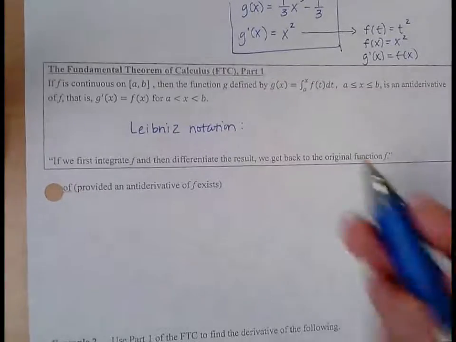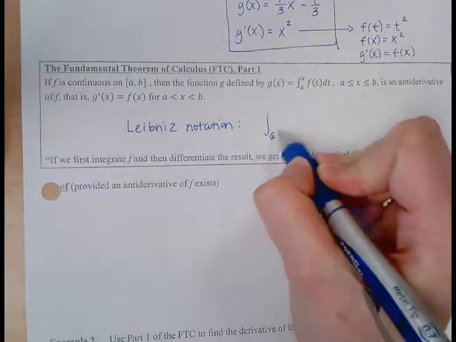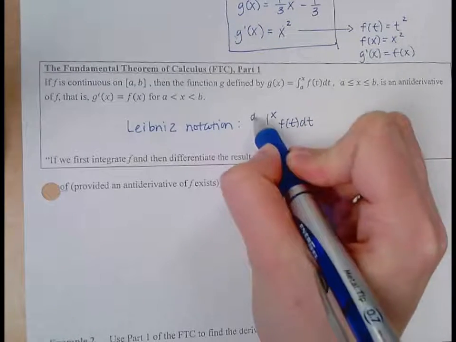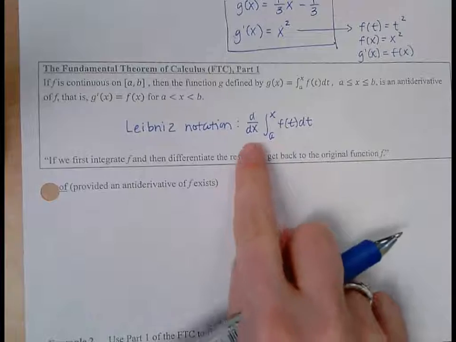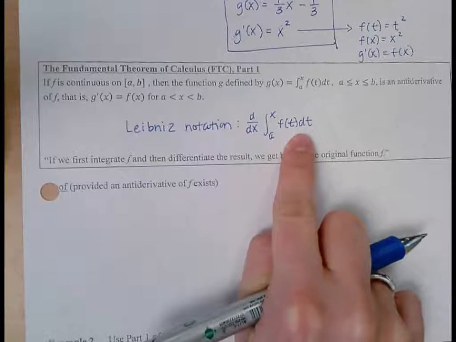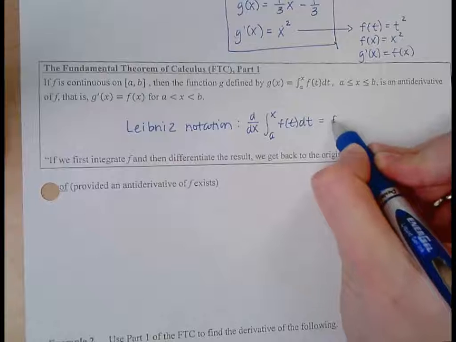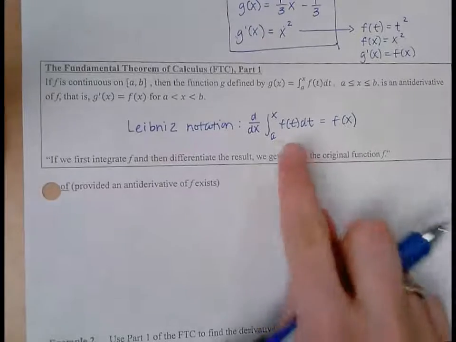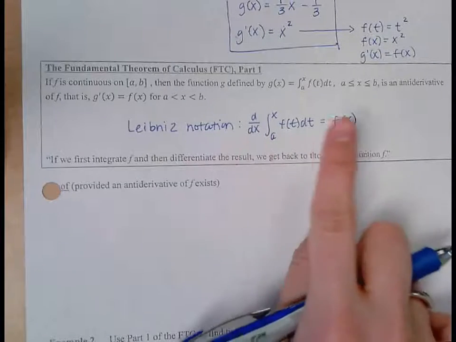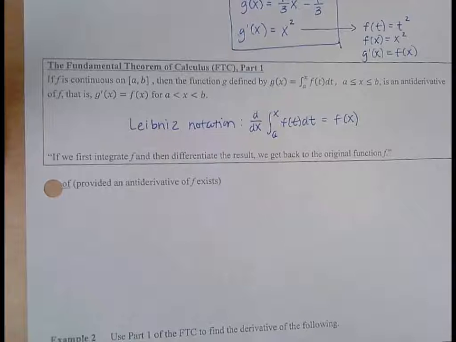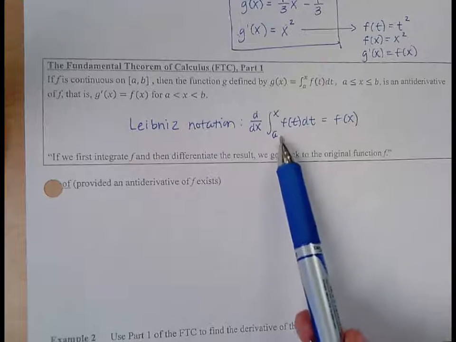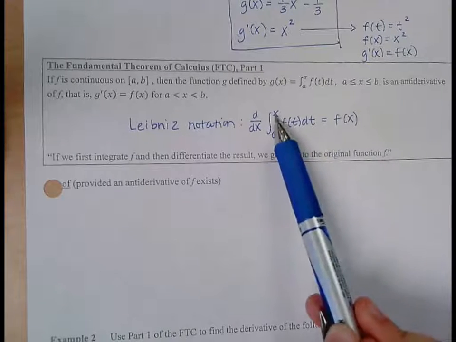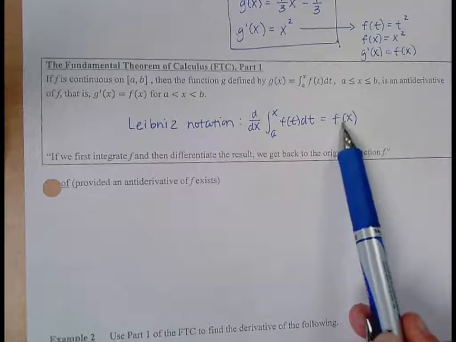Okay, so the Leibniz notation just shows that if you have an integral from a to x of f of t dt, and then you take the derivative with respect to x of it, so the derivative with respect to x of an integral is just going to equal f of x. So you integrate f, then you take the derivative, you're just getting back to f. But do notice that your variable then is x, so it is f of x, going off of the variable in the upper limit here.